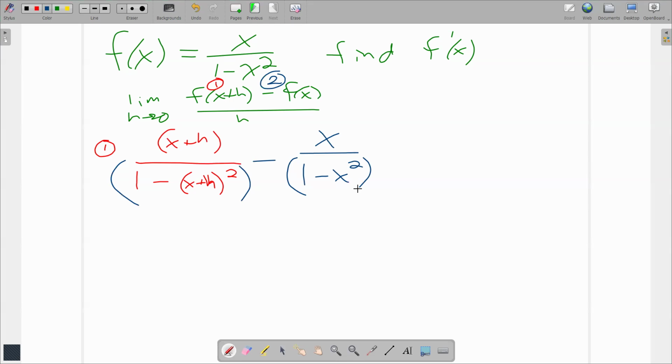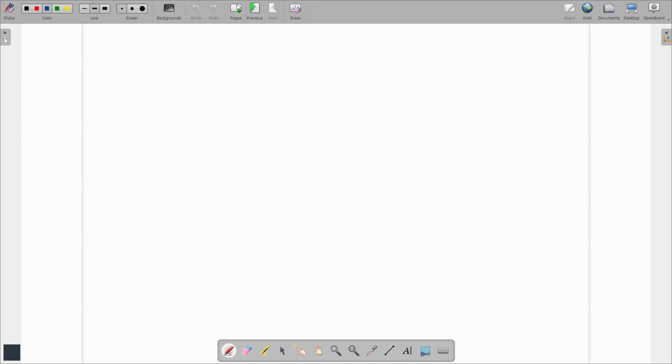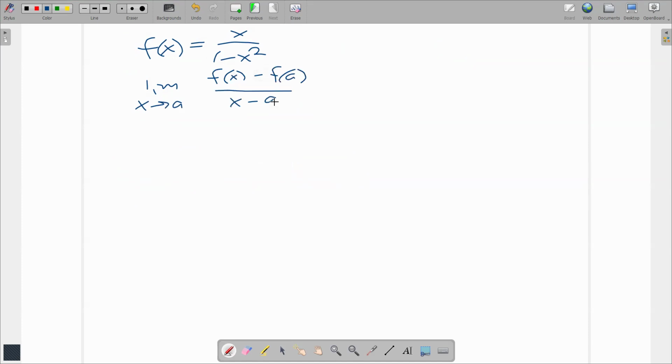So in times like this, I pause and say, let's try the A method. I'm just going to bring up a new page. Let's try again. f of x equals x over 1 minus x squared. Limit as x goes to a of f of x minus f of a over x minus a. And this is one where I usually do it all at once. So limit as x goes to a of x over 1 minus x squared minus a over 1 minus a squared. Well, that doesn't look so bad.